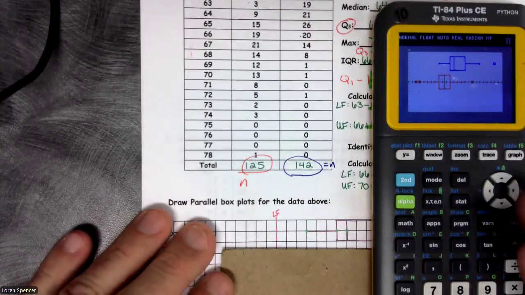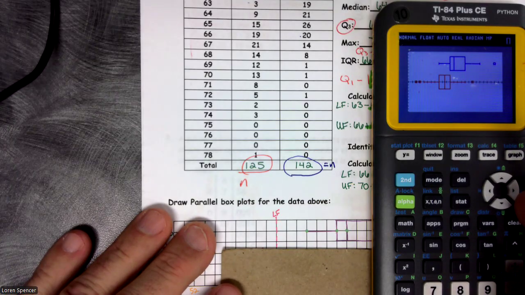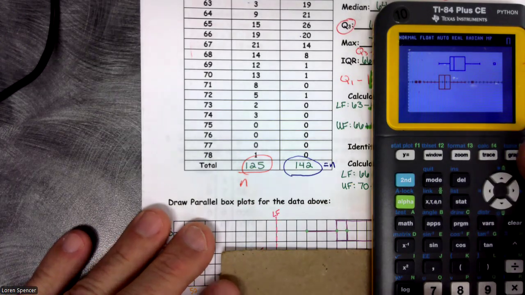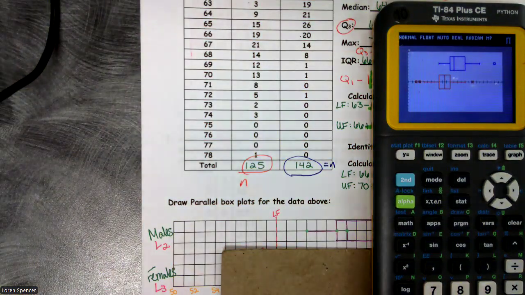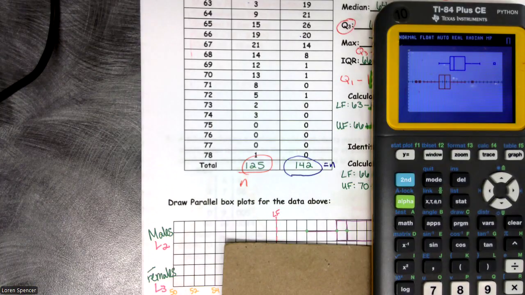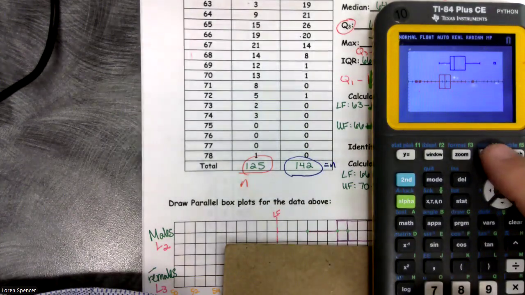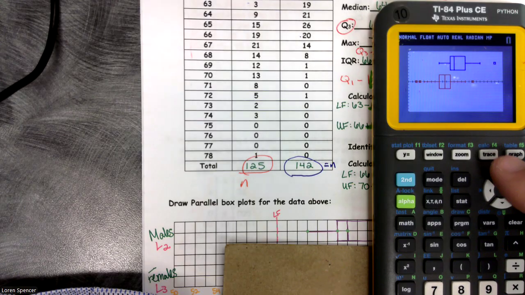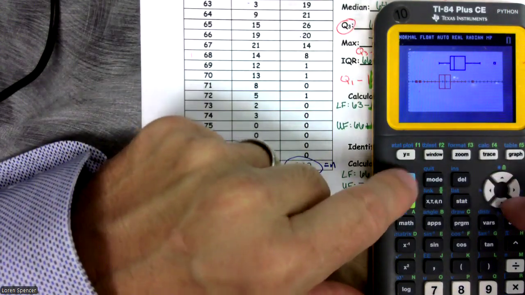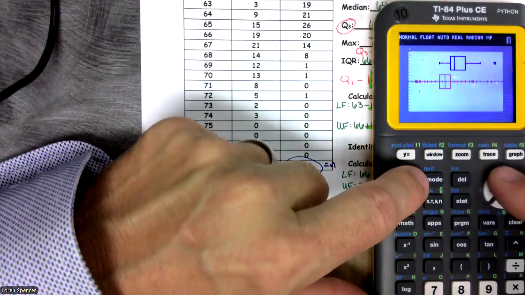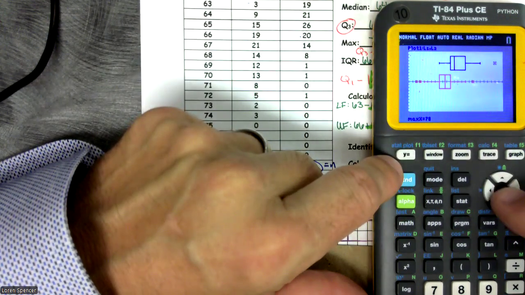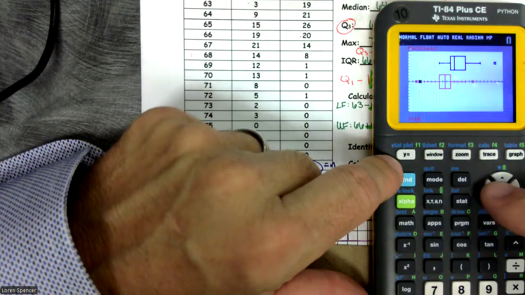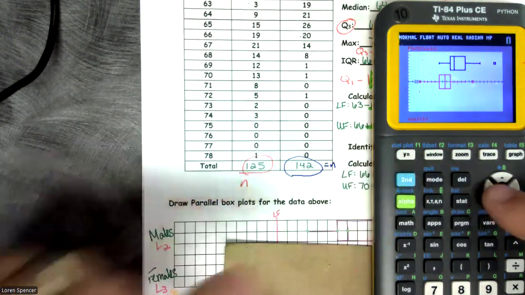So the next thing, we're supposed to draw those. Well, what I usually do is I sit there and go, let's do this. Let's draw them side by side so that I can use it for comparison. Well, let's go and look at what my highest value is. I'm going to use the trace feature on this top one. My max value is 78. If I drop down and get my minimum of this one, my lowest value is 57.